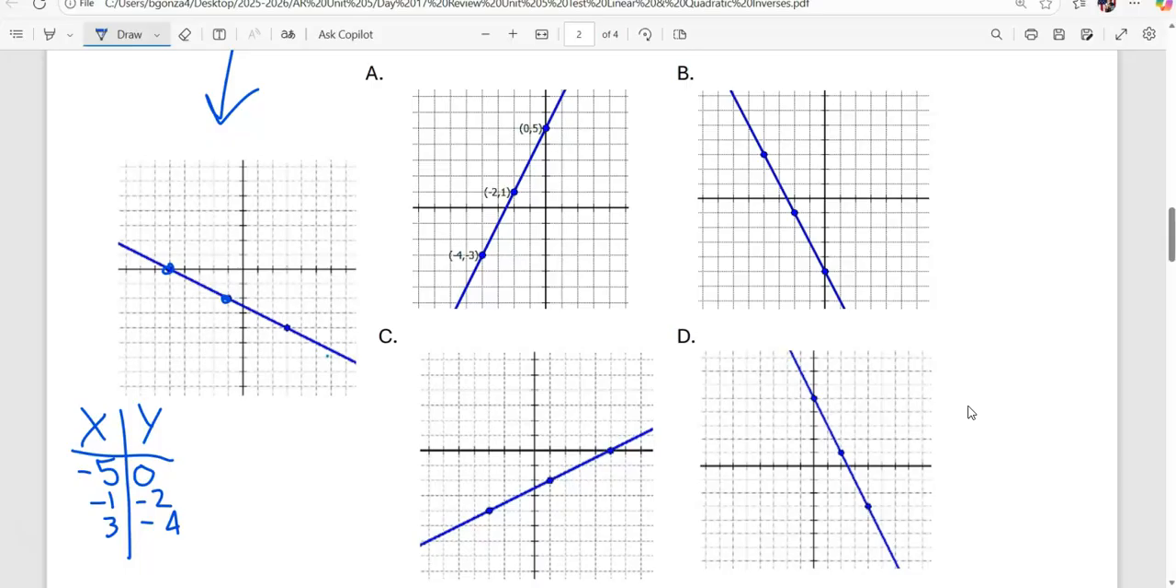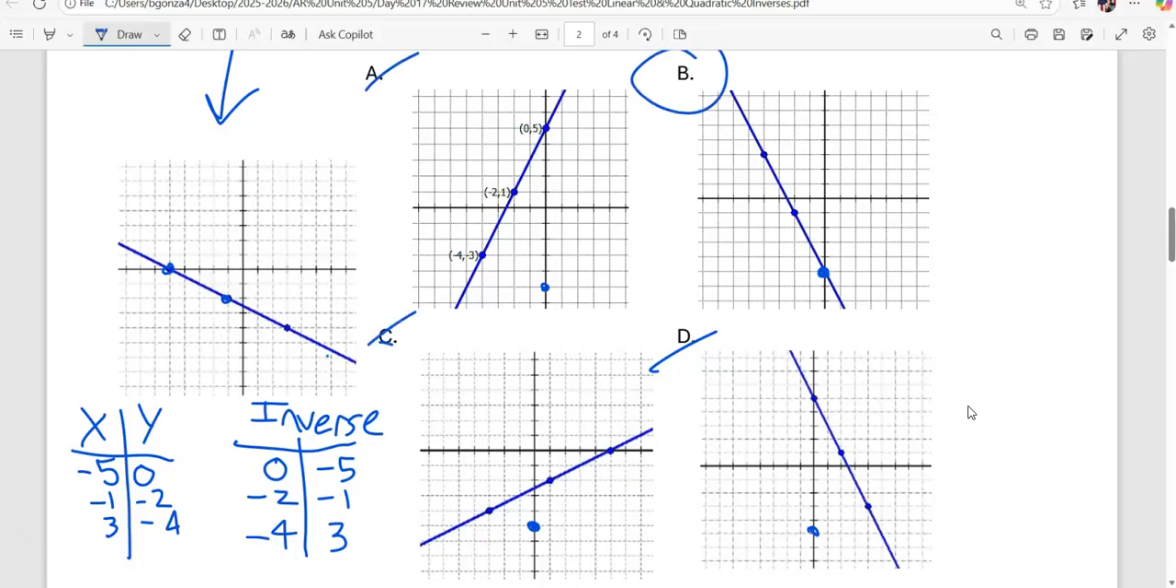And that's good. Now, the inverse is going to take that table and it's going to do what? Flip x and y. 0, negative 5. Negative 2, negative 1. Negative 4, positive 3. So let's start off with just the first point. 0, negative 5. 0, negative 5, no. 0, negative 5, yes. 0, negative 5, no. That's a no, no, no. So, I mean, it's got to be B.